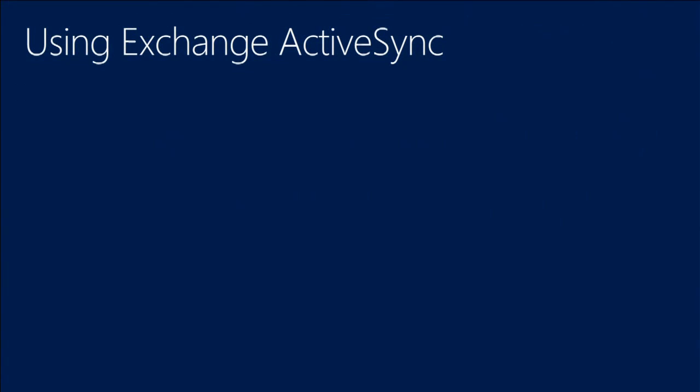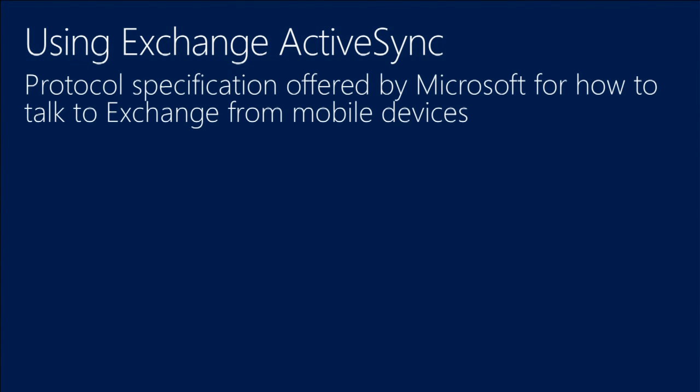So let's talk about AutoDiscover for a second. Exchange ActiveSync itself is really three things. It's a spec that Microsoft publishes. It's an implementation on the Exchange server that implements that spec, and then it's a whole gaggle or herd of clients that implement that spec, some of which do it better than others.